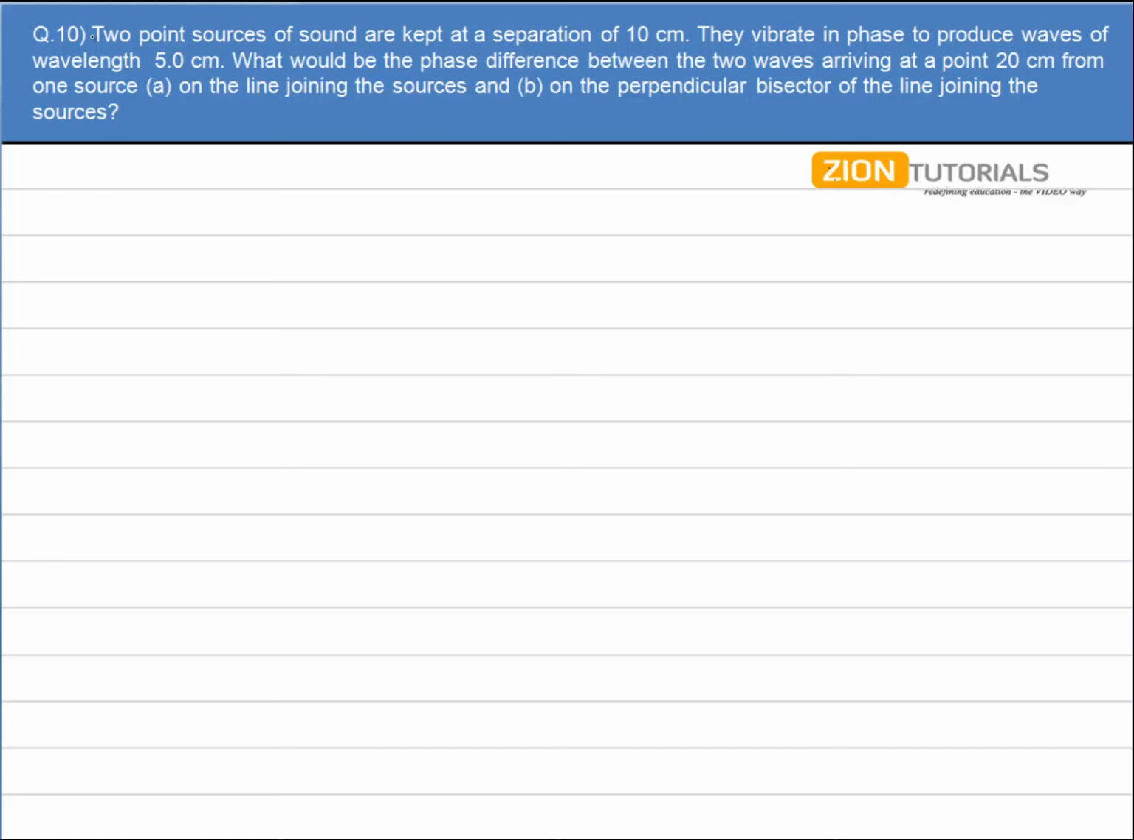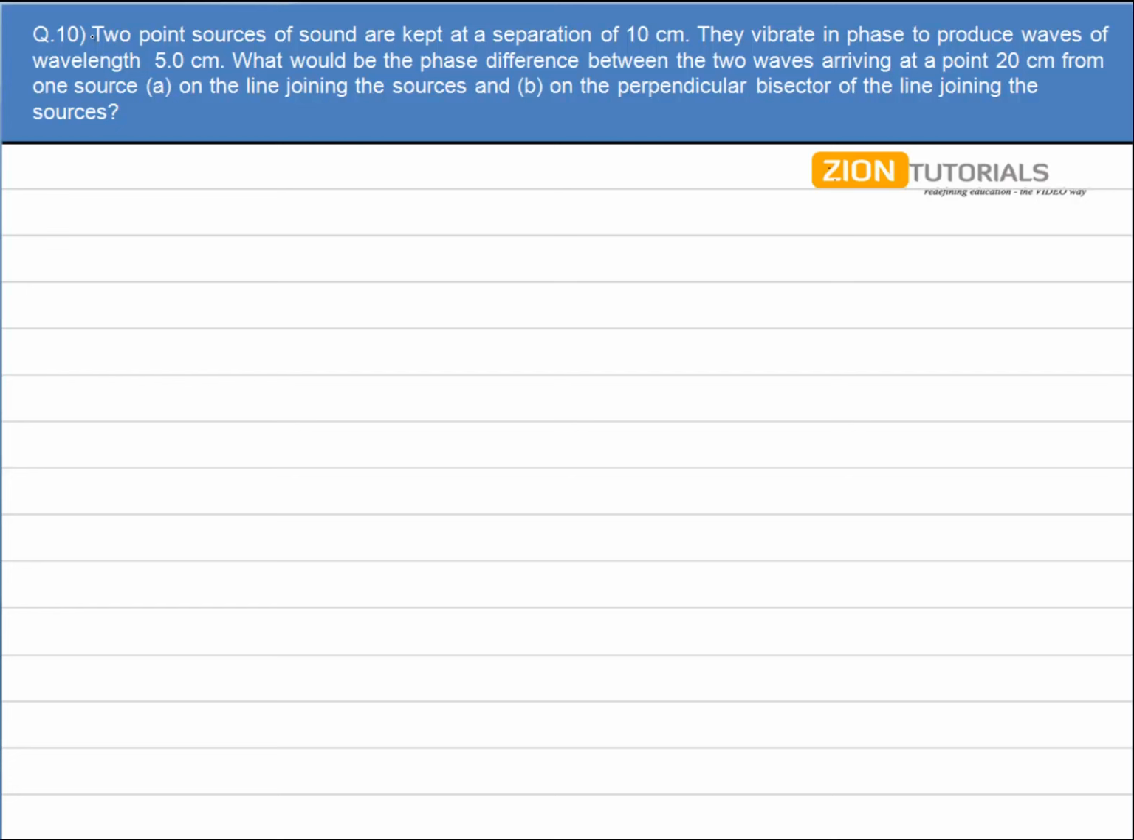Two point sources of sound are kept at a separation of 10 centimeter. They vibrate in phase to produce waves of wavelength 5 centimeter. What would be the phase difference between the two waves arriving at a point 20 centimeter from one source?